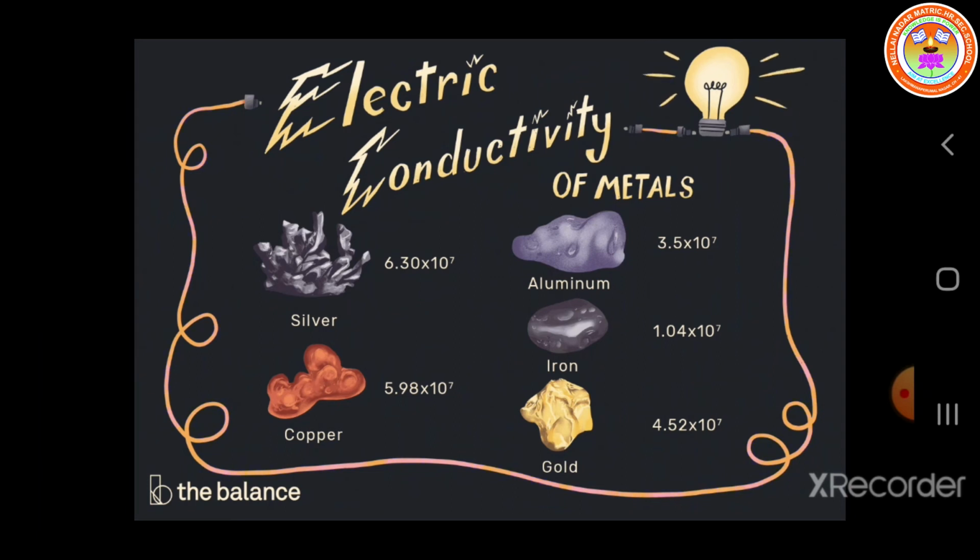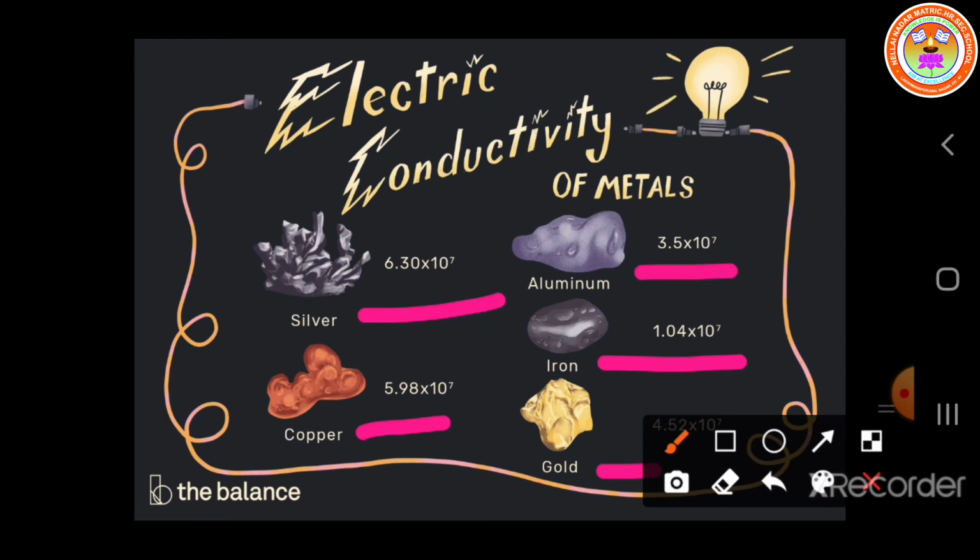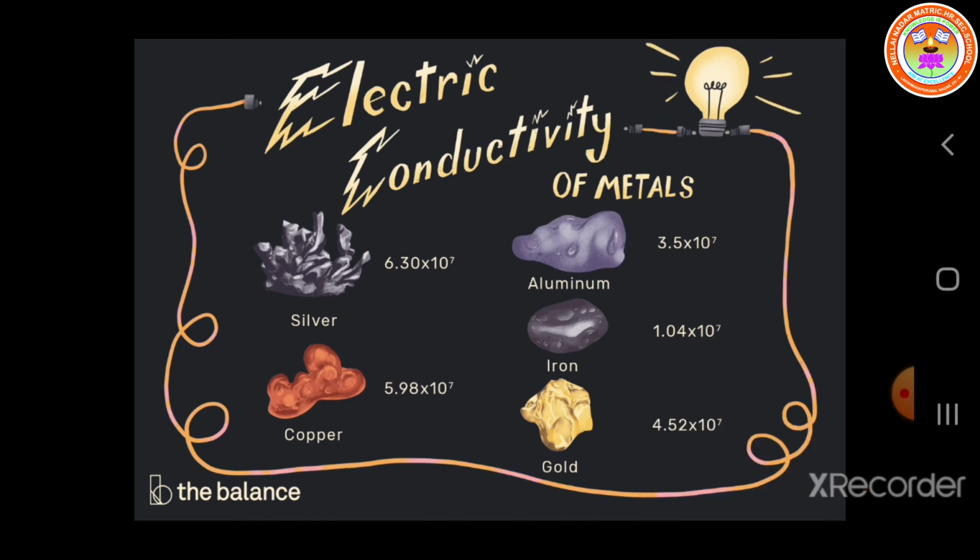Electrical conductivity of metals. Already I told you that electrical conductivity is the ability of the material to conduct electric current. So, what is the ability of the silver? Silver is 6.30 into 10 power 7, copper is 5.98 into 10 power 7, gold is 4.52 into 10 power 7, iron is 1.04 into 10 power 7, and aluminum is 3.5 into 10 power 7. These are the values for the conductivity.